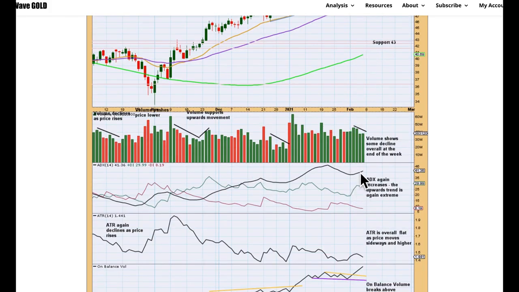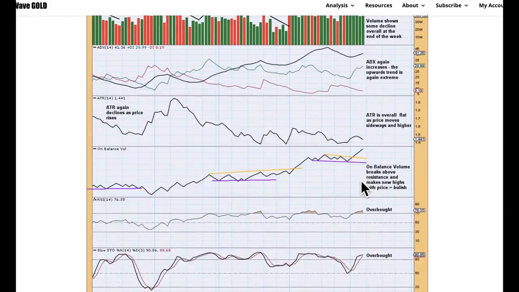ADX is again increasing. It's well above both DX lines, and so it tells us again there's an upward trend, but the upward trend is extreme, not very extreme. If it reaches 45, then it would be very extreme. So there's still room for the upward trend to continue, but we are moving into, at the daily chart level, extreme territory. The last signal given from on-balance volume was bullish.